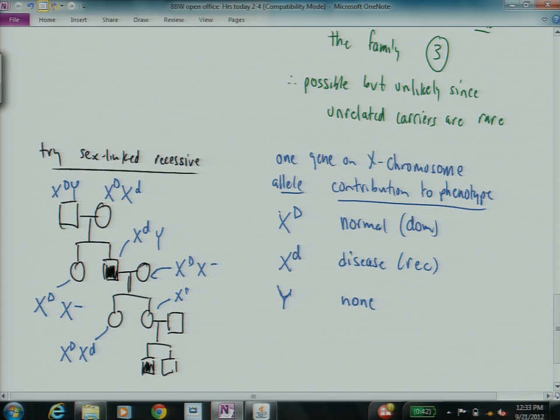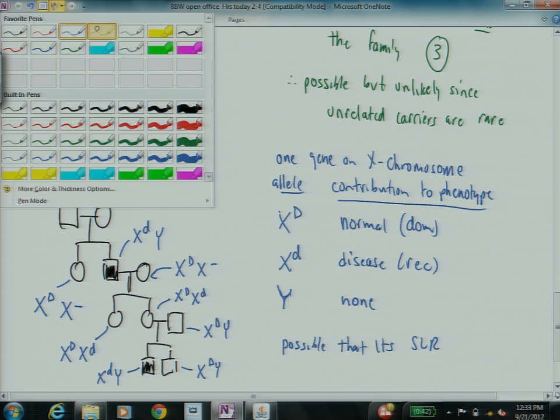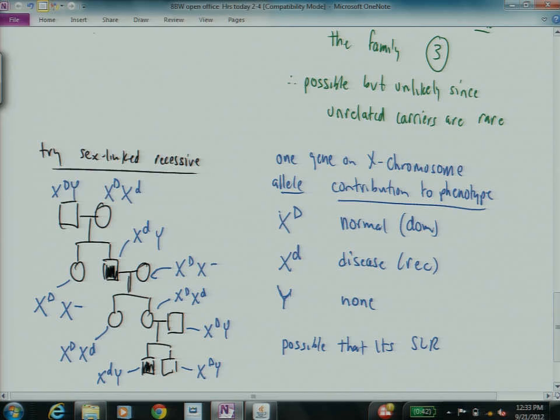And X little dy, is that possible? Can those parents have an affected son? Yes. X, and this is going to be X big dy, is that possible? Yes. So it's possible that SLR, all right, big E, how many people had to bring in a disease allele? I got one. I got just one. Or two. Because maybe somebody else could have brought it in.